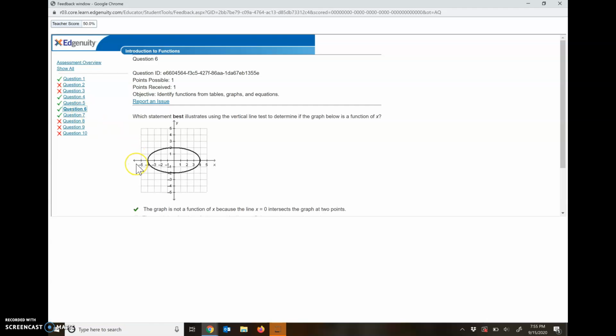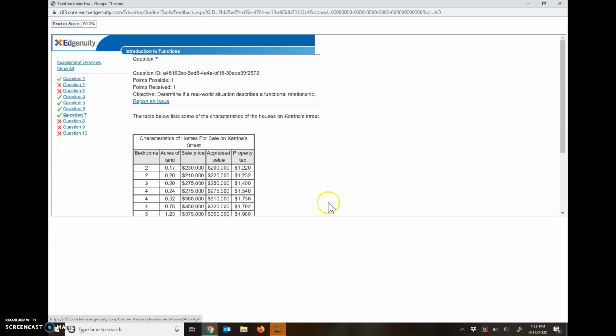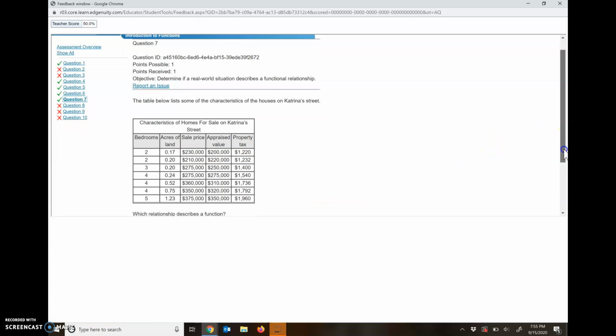Okay, same thing here. This is not a function because it repeats. You have a -3 right here and a -3 right here. So imagine taking your pencil across this graph. It touches two dots on this graph more than one time, so it's not going to be a function. Okay, same thing here.